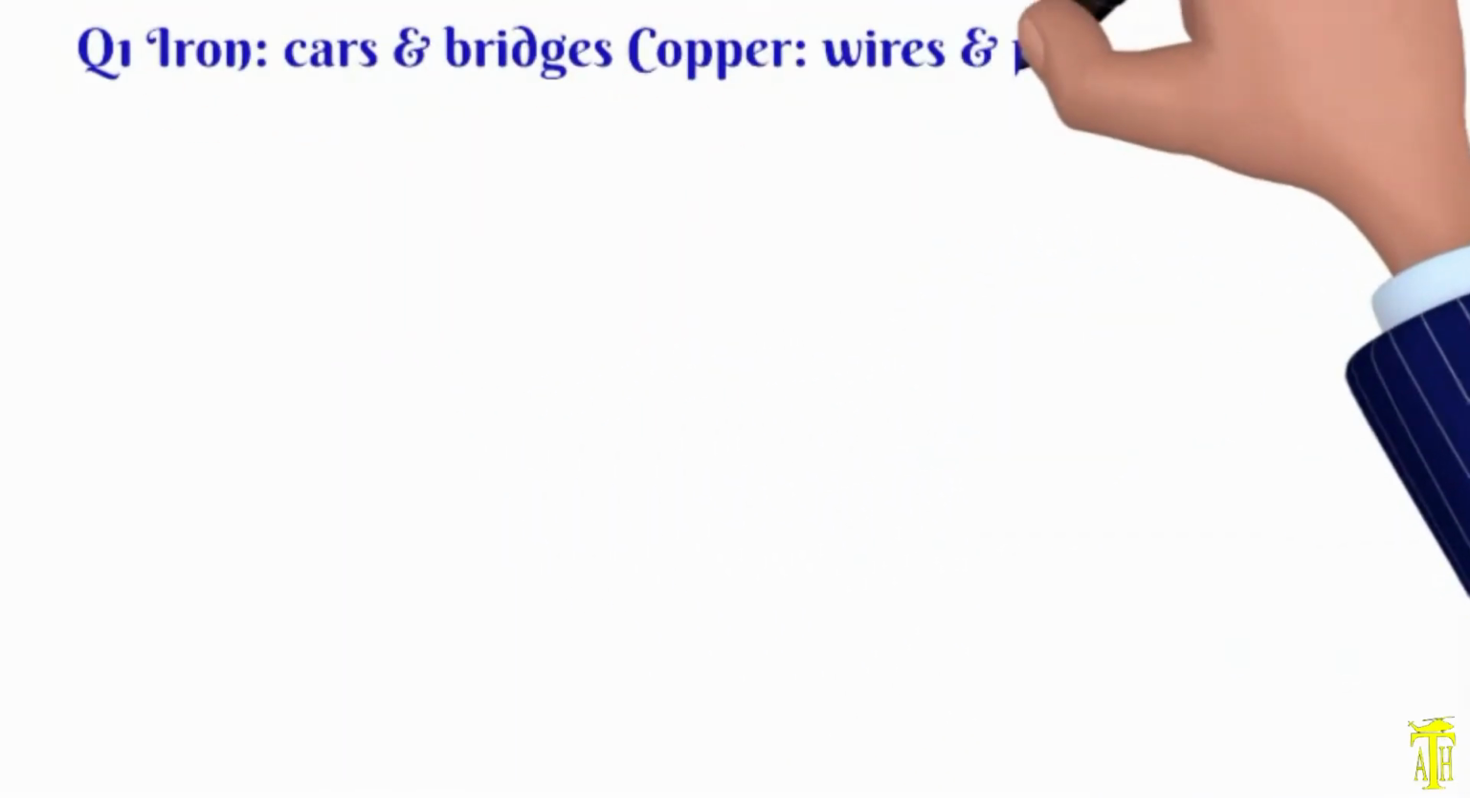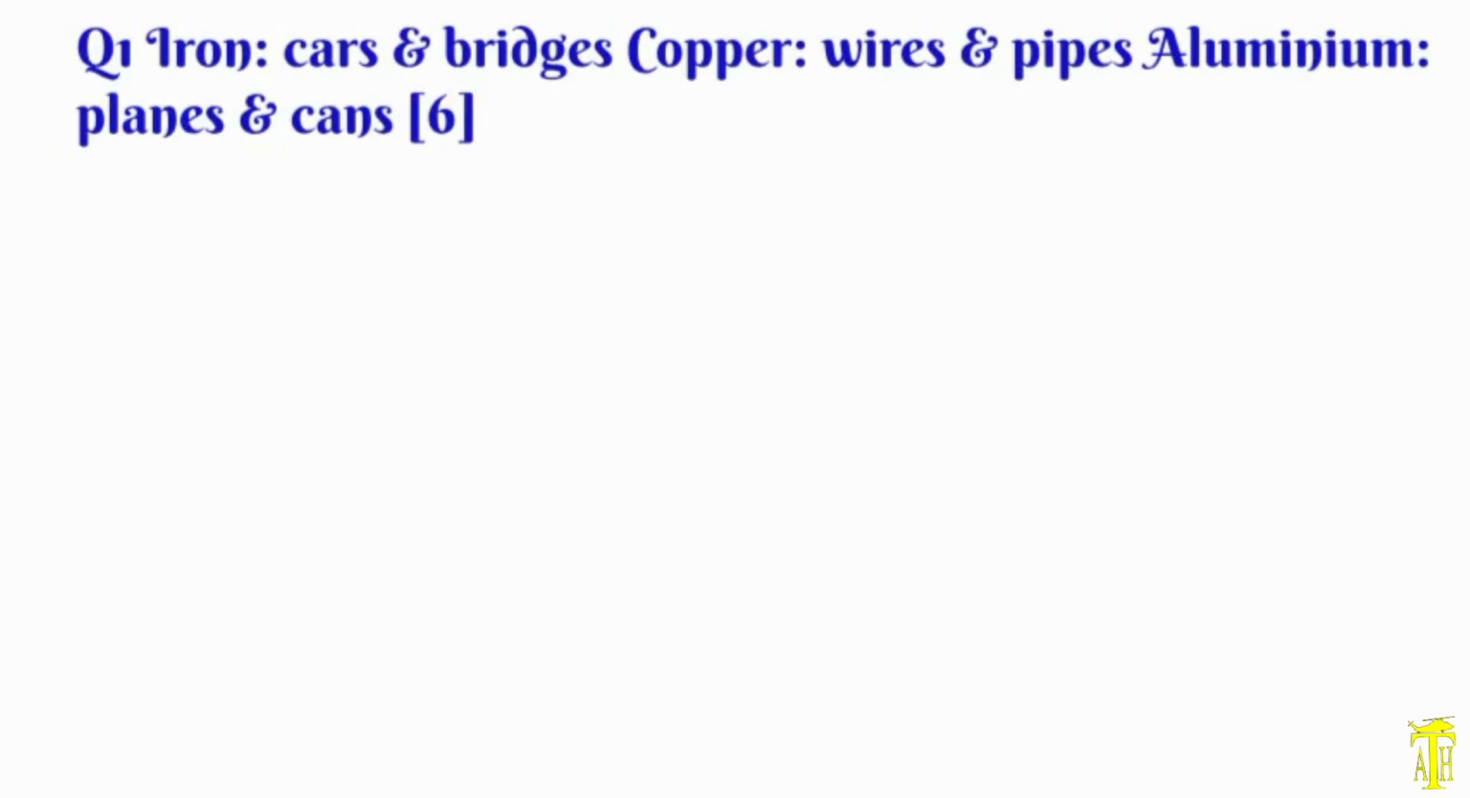So how did you get on? Question 1. Give two uses for each of the metals iron, copper and aluminium. So you could have had any two. I've put here iron, cars and bridges, copper, wires and pipes, and aluminium, planes and cans. You could have deviated from that as long as they were right. So 6 marks, 1 for each there.